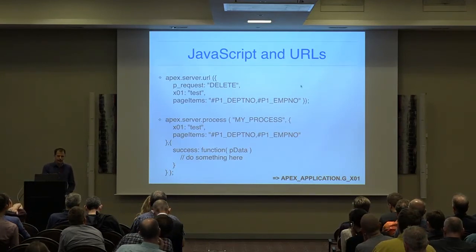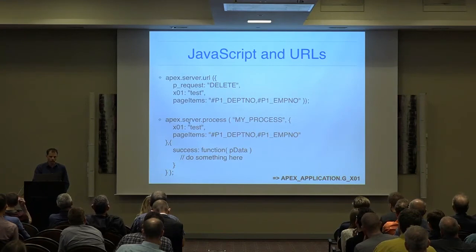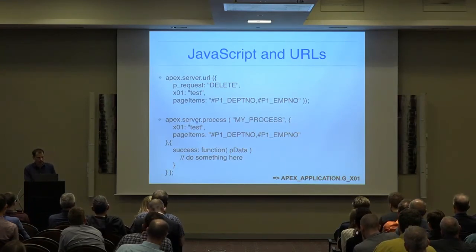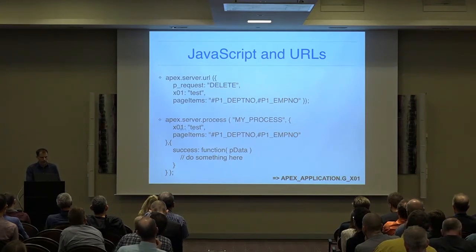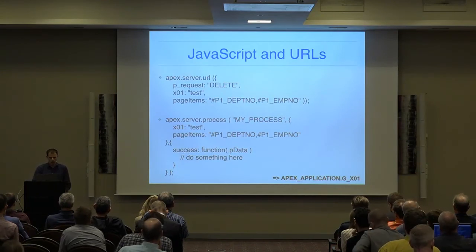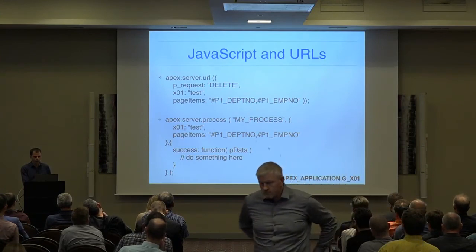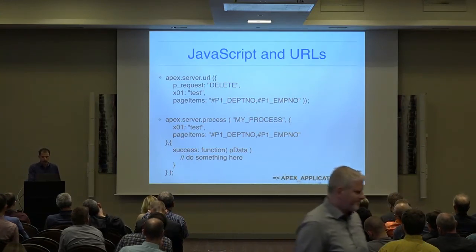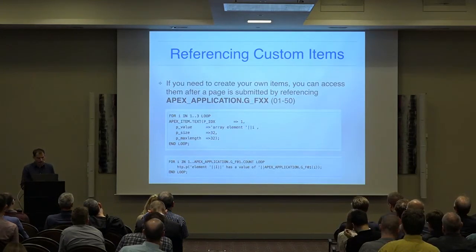Whenever you do AJAX, I have a hard time to remember this. apex.server.url, I can call that, or apex.server.process, which is what I use more, and I call a process, either an application process or a process on my page, an AJAX process. I pass in some variables, I can pass in page items, and whenever I'm successful, I will do something. Now, whenever you do this, like the x01, how do you reference this? You can reference it with apex.application.g_x01. And I have an example of that.